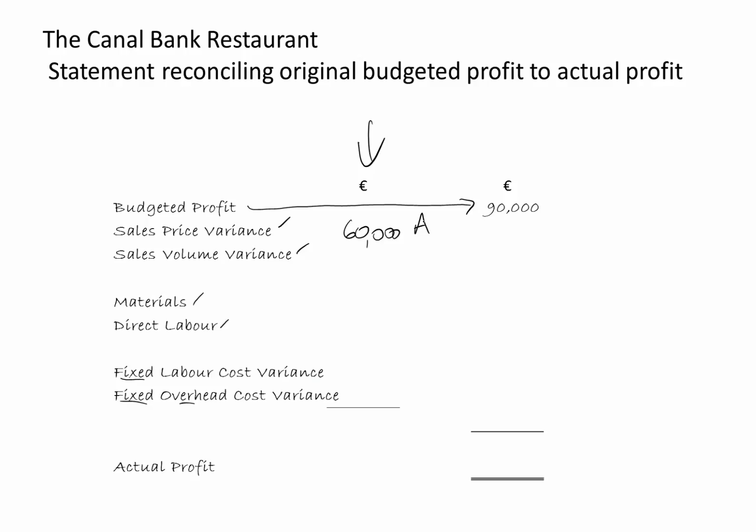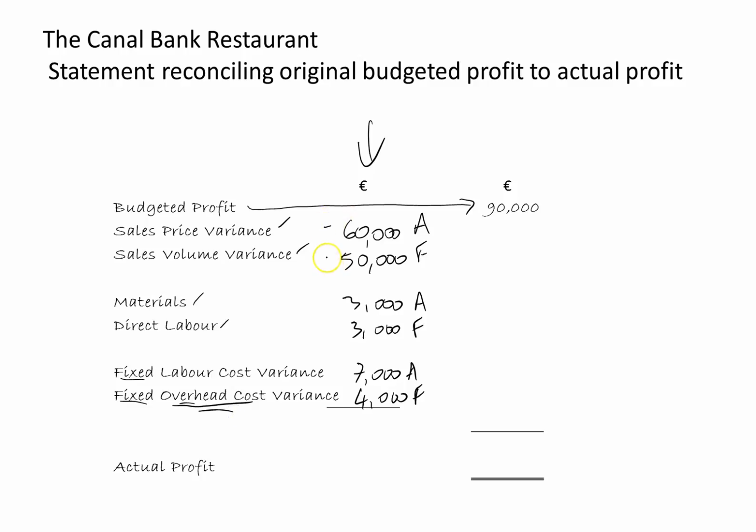Now an adverse variance is dragging down profits, so I'm going to treat that like a minus figure when I'm adding them up. We have a 50,000 favourable volume variance, so that would boost profits, so I'll treat it like a plus figure. Materials is 3,000 adverse, dragging profits down. Labour 3,000 favourable, bringing profits back up again. We have the fixed labour cost variance, 7,000 adverse, that will bring the profits down, and 4,000 favourable for the fixed overhead cost variance.